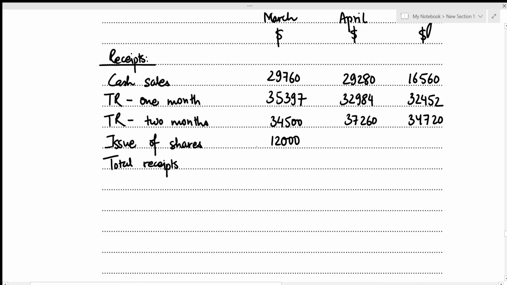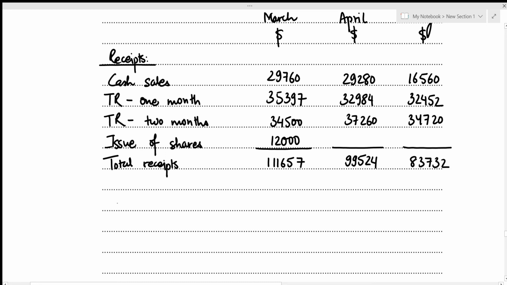So for the month of March, that's going to be 29,760 plus 35,397 plus 34,500 plus 12,000, which gives us the total of 111,657. For the month of April, that's going to be 29,280 plus 32,984 plus 37,260, which gives the total of 99,524. Then for the month of May, that's going to be 16,560 plus 32,452 plus 34,720, which gives the total to be 83,732. Now we are done with our receipts section.